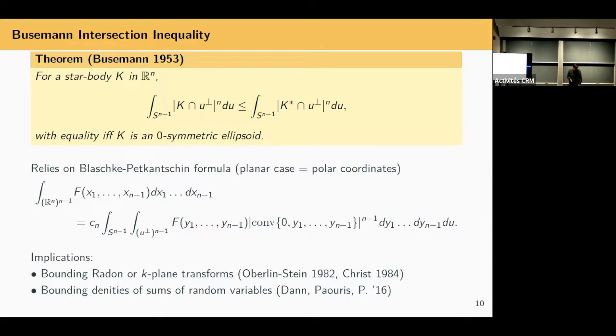Okay, so the analysts in the room might sort of think about the Radon transform. If you have a function like the indicator function of a star body and you integrate it on a subspace, right? This is exactly the operation in the Radon transform. Or if I want to do the k-plane transform, I will think of translates of that. Kindred inequalities were proved by Oberlin-Stein and Christ. Erwin Lutwak in a survey paper in the Handbook of Convex Geometry pointed out how you can prove the theorem of Oberlin-Stein using this result of Busemann. Christ had a very similar proof.